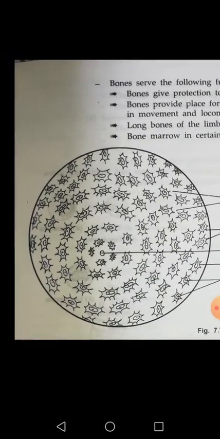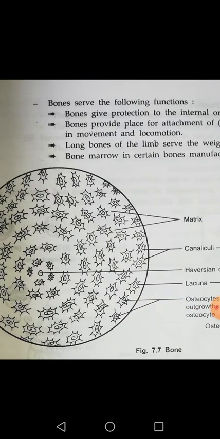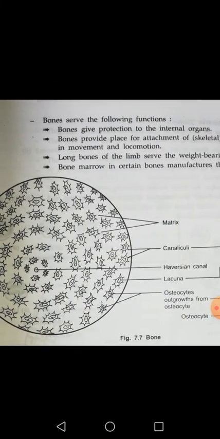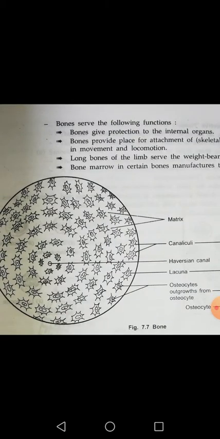Now here in the figure you can see various concentric rings, and in between the rings you are observing some special structures. These are called osteocytes, and osteocytes have star-like corners, and these corners are called canaliculi. Later on I will discuss it further. So this structure is called canaliculi.